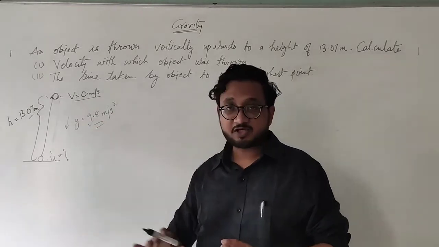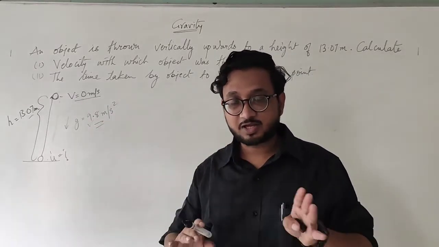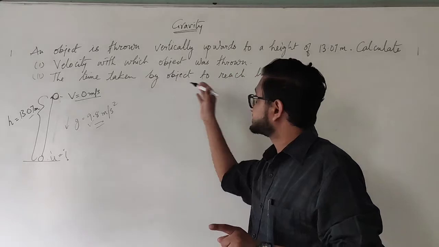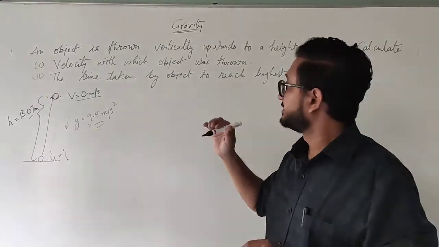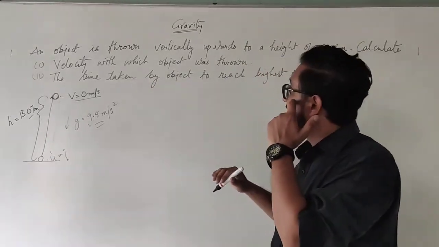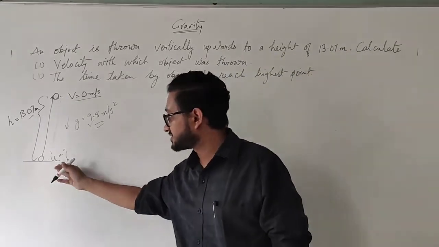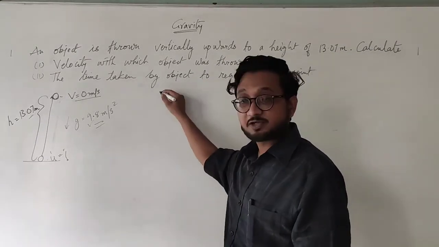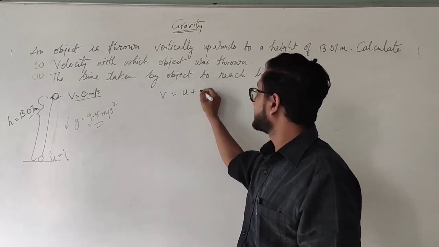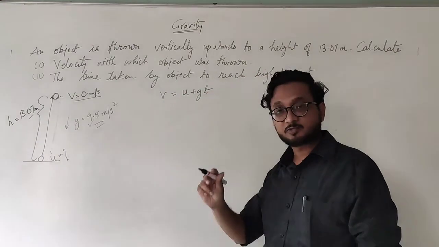This was the part where you were understanding the scenario and the question. Now we will start with the solution. The first part is the velocity with which the object was thrown. So you are supposed to find the initial velocity. Now let's substitute the equation. v is equal to u plus gt.